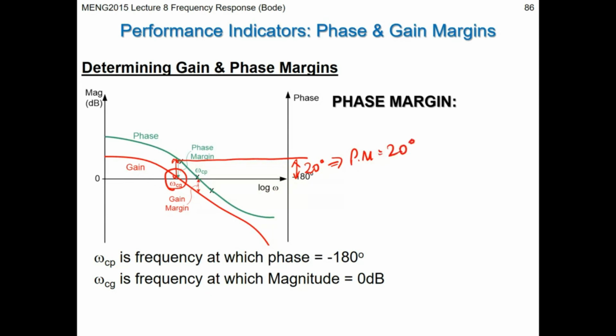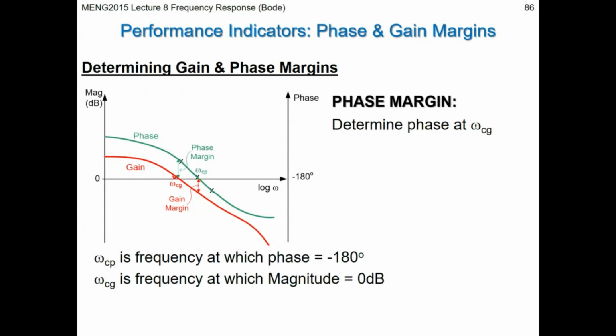If I can move my phase line down before the crossover points are at the same frequency, then I have positive phase margin. If my phase line is below my gain line and I'd have to move it up before we get these coinciding crossover frequencies, then it's a negative phase margin. And guess what? Your system is already unstable.